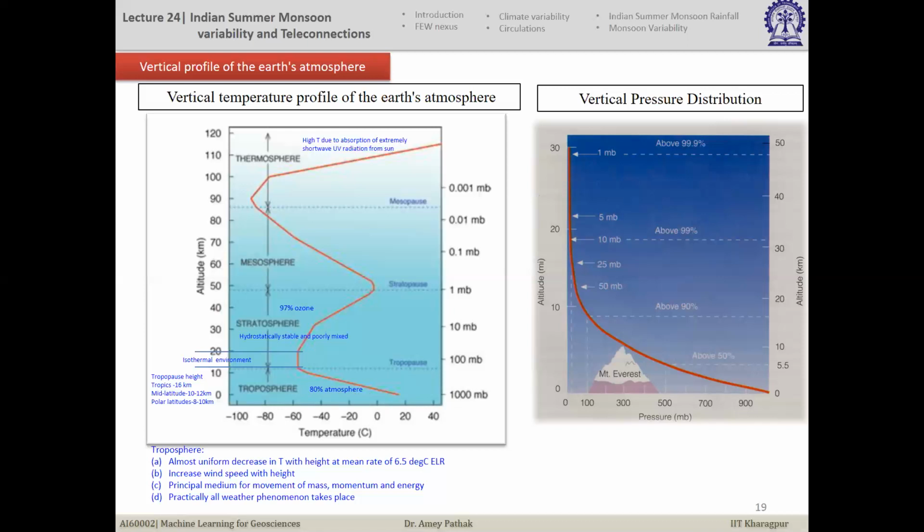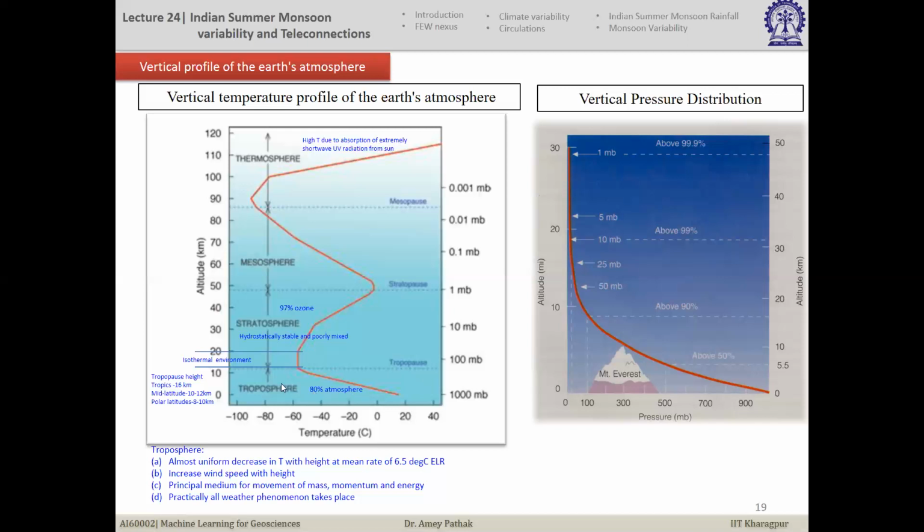The height of the tropopause varies with the latitude and also with the season: around 8 to 10 kilometers in the polar latitudes, 10 to 12 kilometers in the mid-latitudes, and 16 kilometers over the tropics. We'll come to why this height varies. It is basically because of how much energy is received from the sun over different latitudes. Tropics receive more energy, so there is more expansion, whereas polar regions receive less energy, so there is more cooling or subsidence. That's why the height of the troposphere is less there.